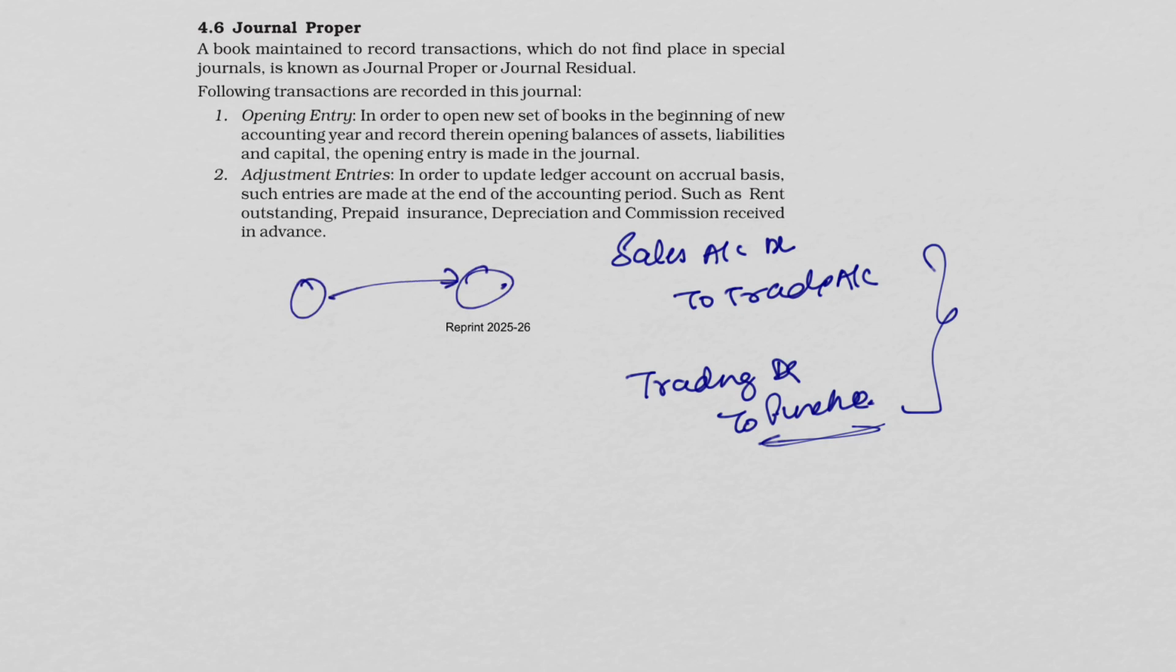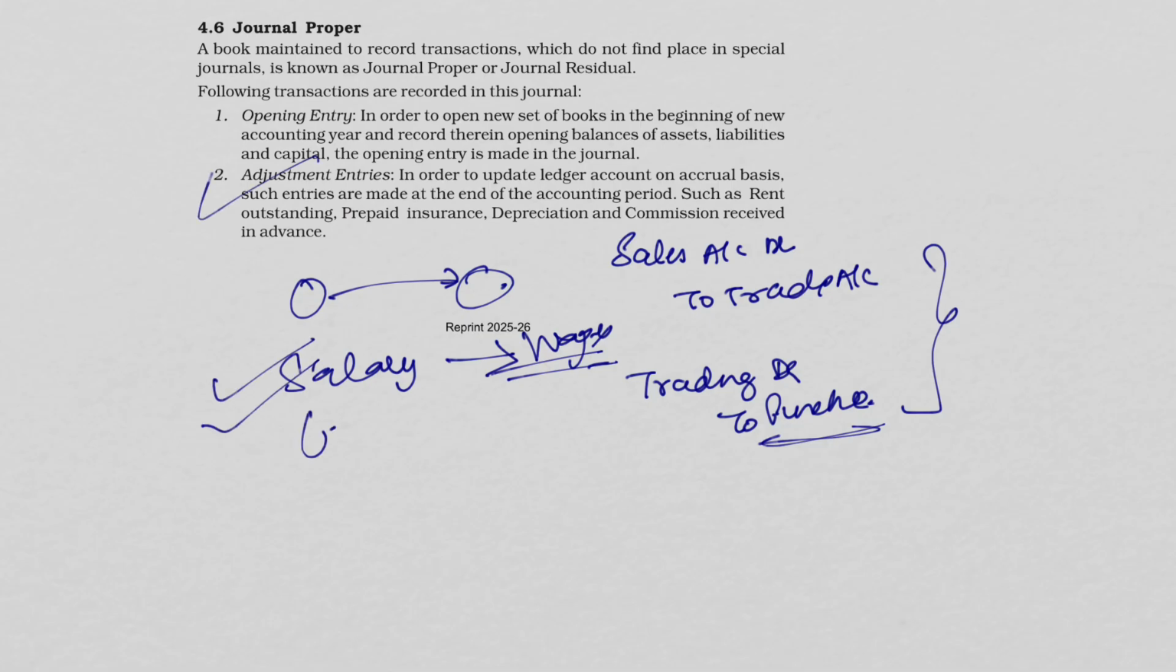For example, if salary expense is mistakenly recorded as wages account and it is later on corrected, then the transfer entry is passed. So these adjustment or correction entries are recorded in journal proper. Fourth category is adjustment entries.